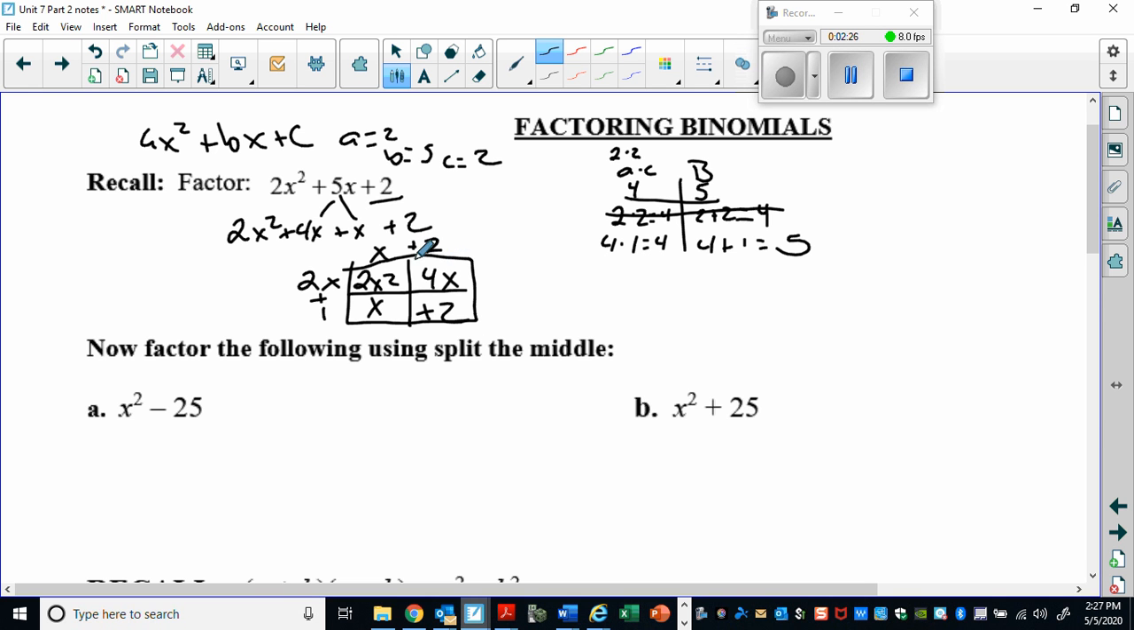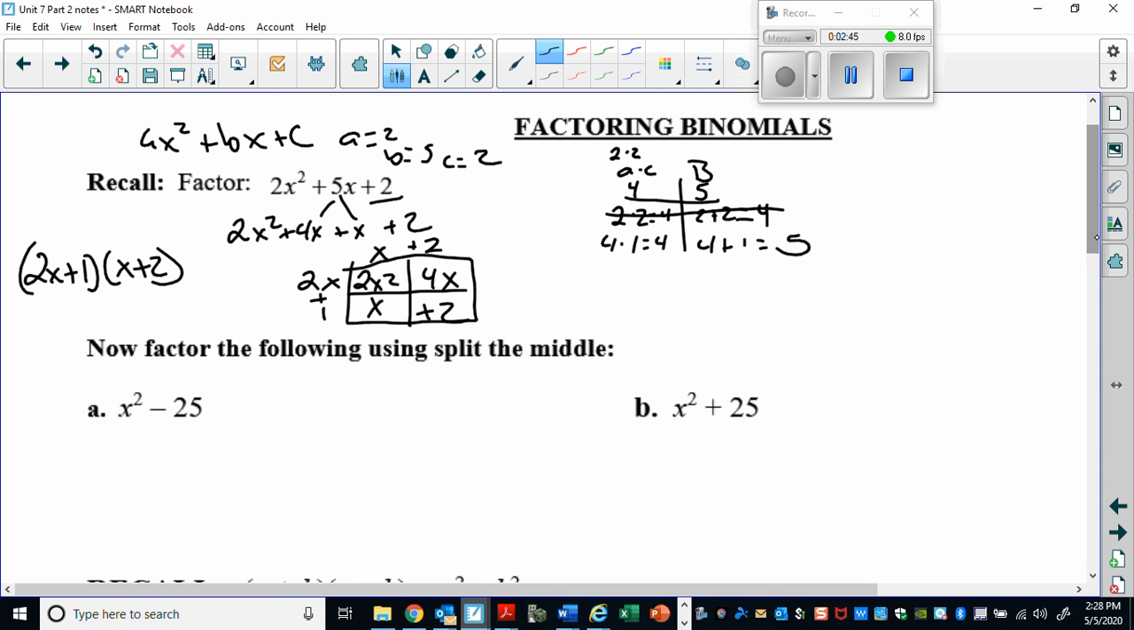Now remember, this box tells you if that is going to be positive or negative. That's positive, so that's going to be positive. This box tells you if that's going to be positive or negative. That's positive, so that's positive. So your answer would look like 2x plus 1 times x plus 2.